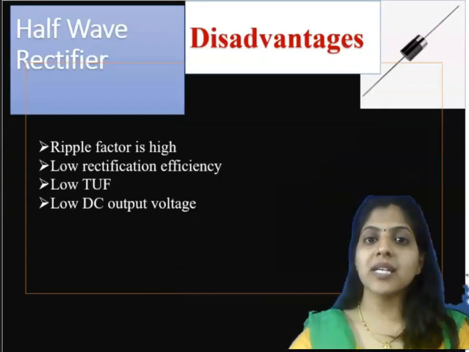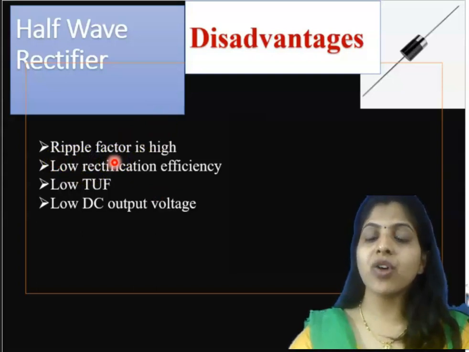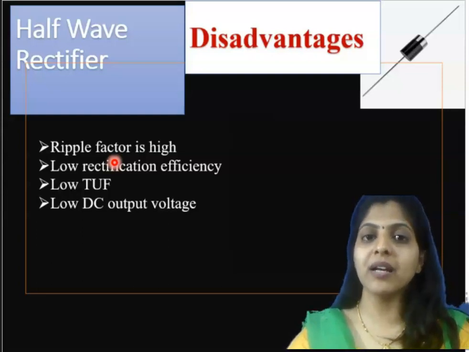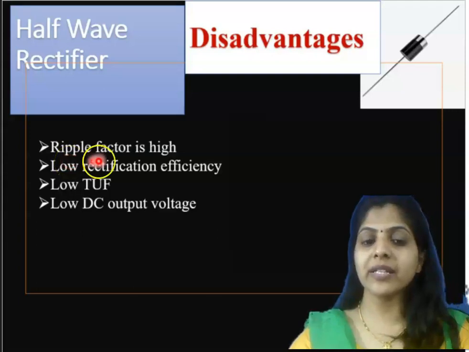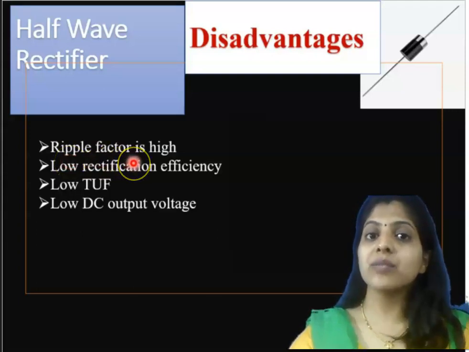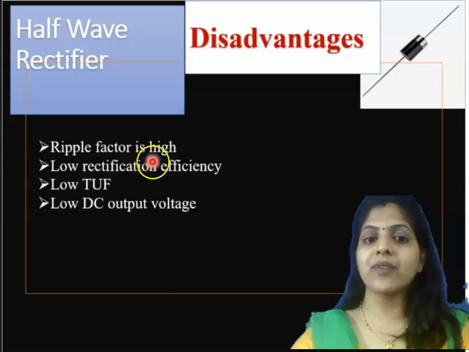Now let us discuss the disadvantages of the half-wave rectifier circuit. It has a high ripple factor. What is ripple factor? That we will study in the next video. But in short, the amount of AC content with the DC, that parameter is nothing but ripple factor. And as we are designing a DC power supply, this value should be low. Whereas in the case of the half-wave rectifier, we are getting this value high. So this is the biggest drawback of the half-wave rectifier circuit.